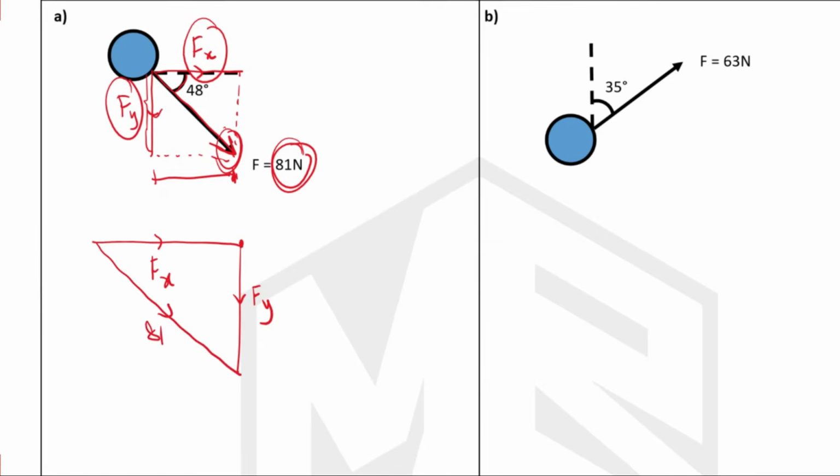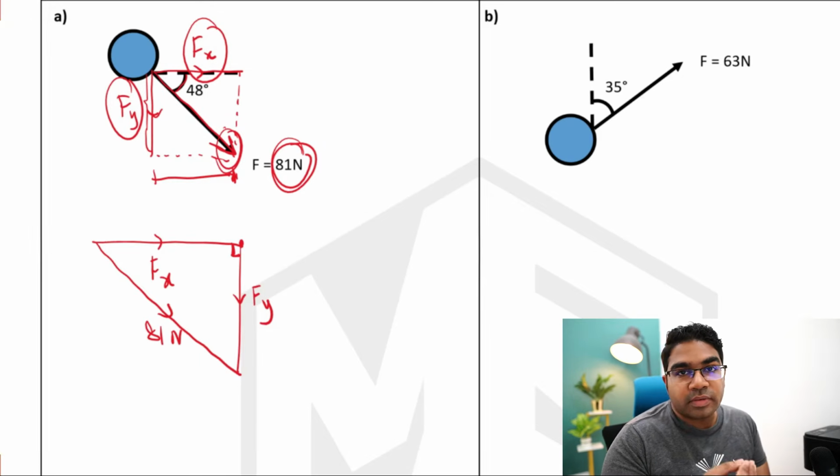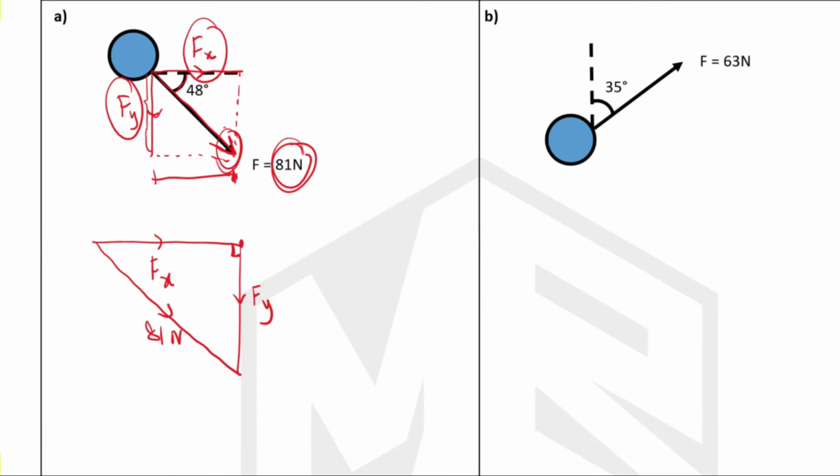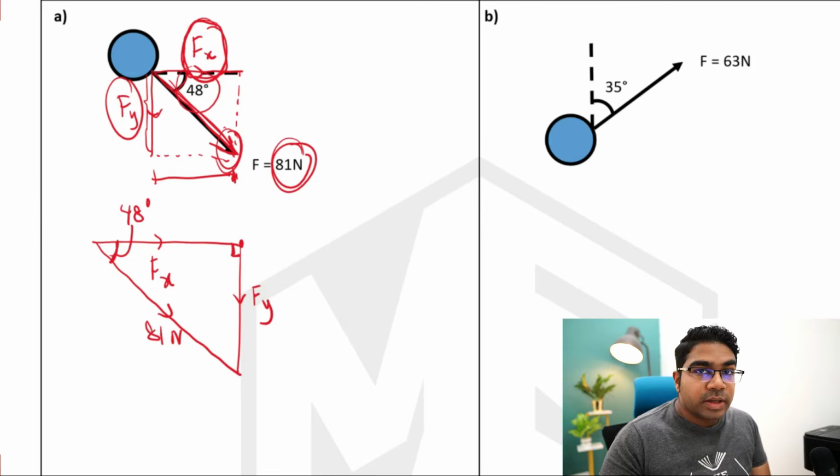So this is 81 newtons. And remember, the vertical and the horizontal components are perpendicular to each other. And therefore now we have a right angle triangle. We also have one angle, that is the angle between the horizontal component and the force. And so this is the angle between the horizontal component and the force, and this angle is 48 degrees. Now we have a right angle triangle.